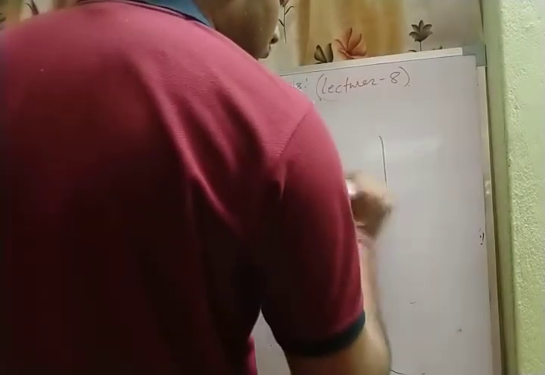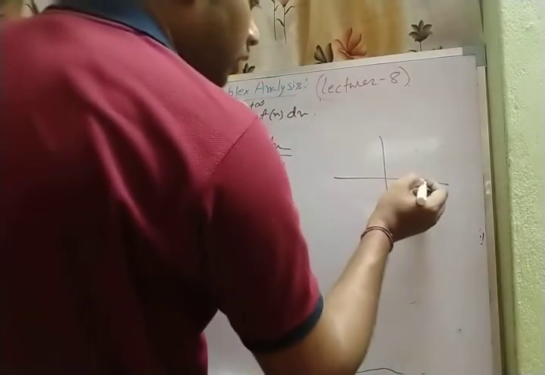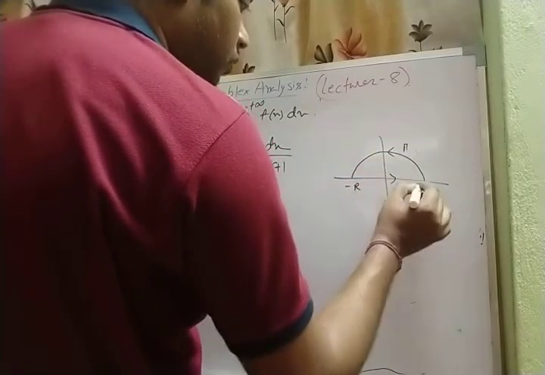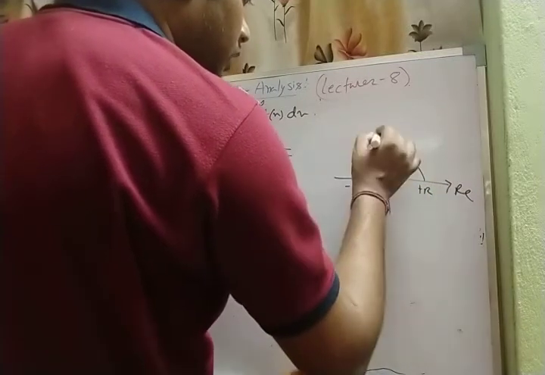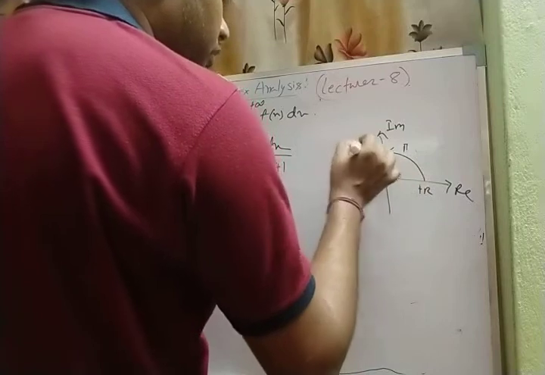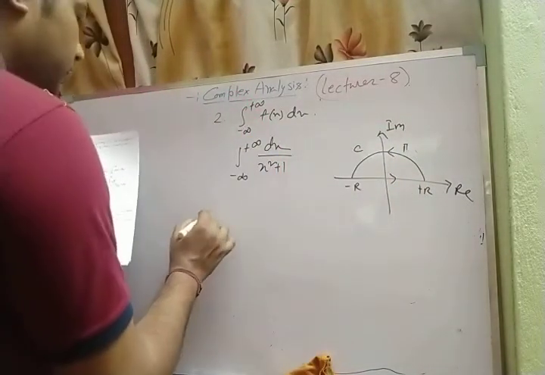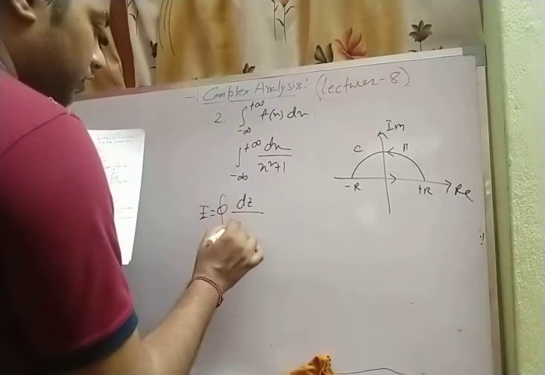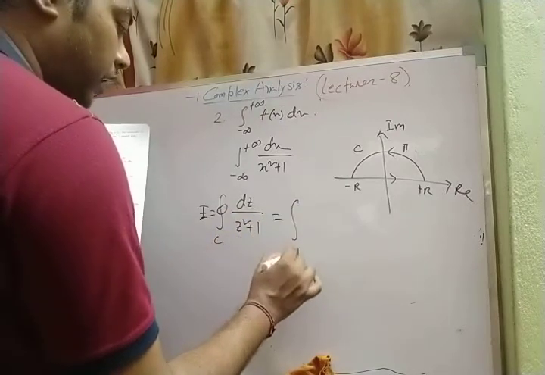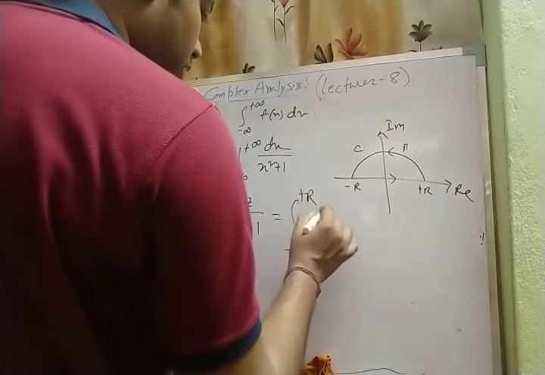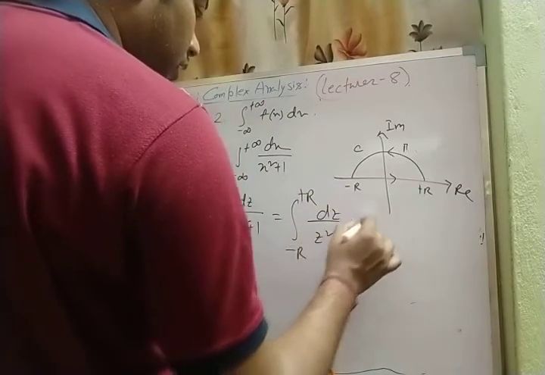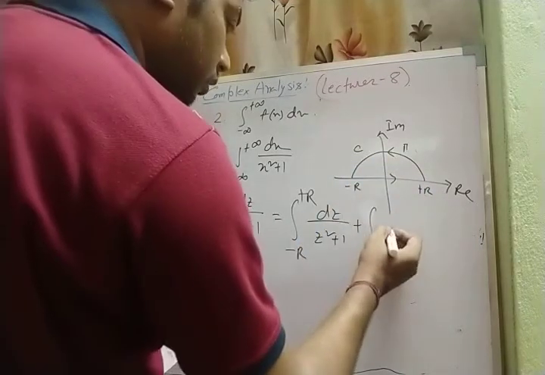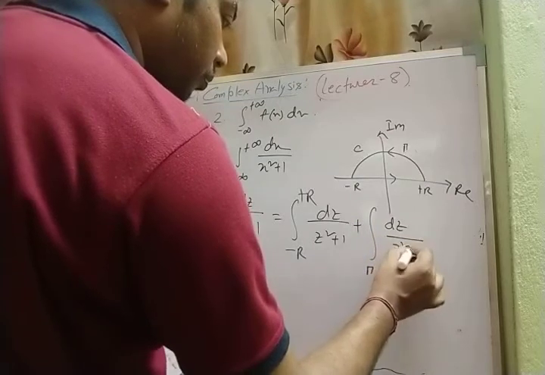We have to consider the Argand diagram, and we are taking the curve gamma, and from minus r to plus r, it is the real axis and it is the imaginary axis, and the whole curve is given by c. So you can write I is equal to integration over c dz by z square plus 1, which can be written as integration minus r to plus r dz by z square plus 1, plus the gamma one, that is from the upper circle, dz by z square plus 1.